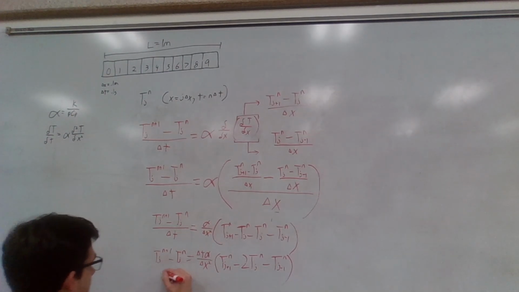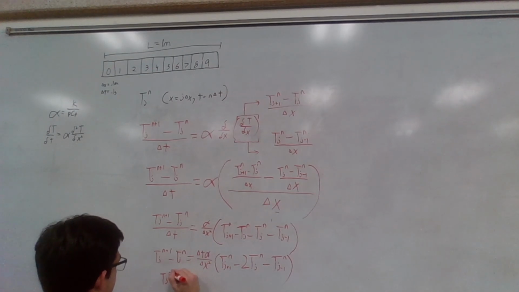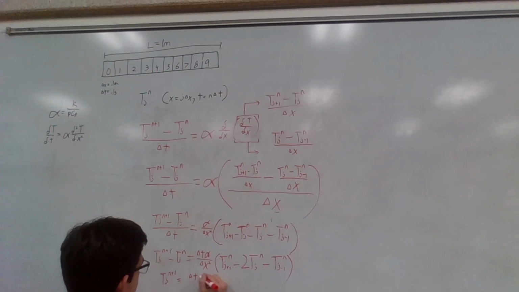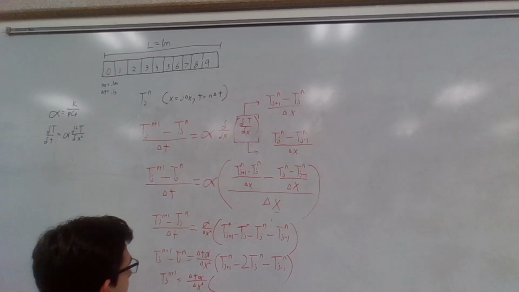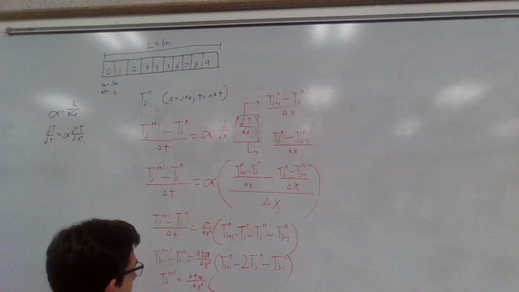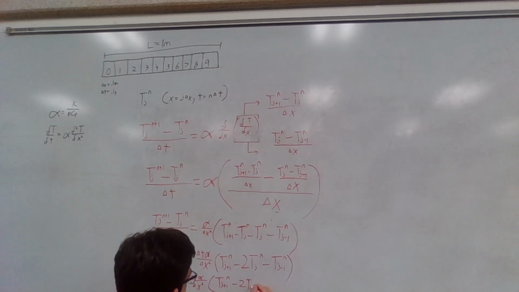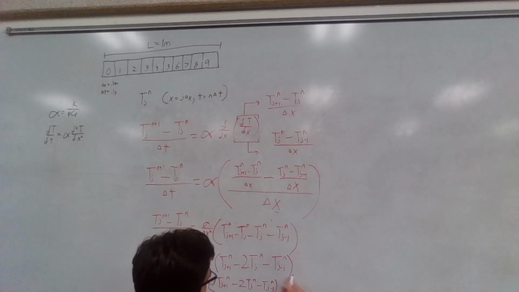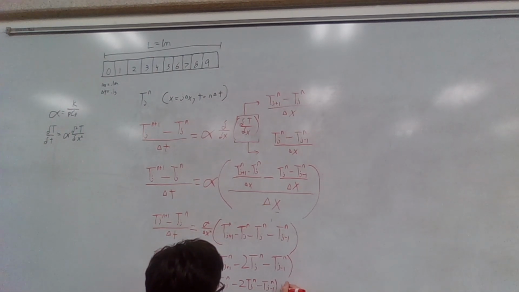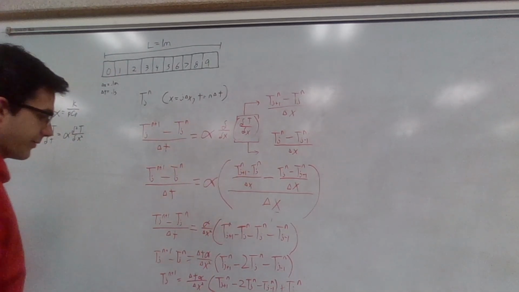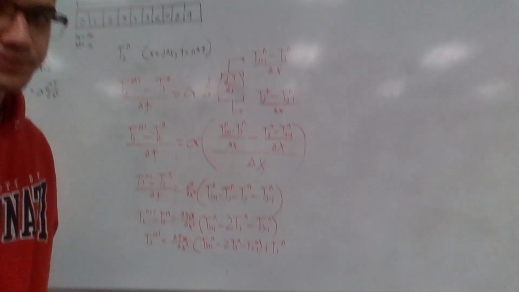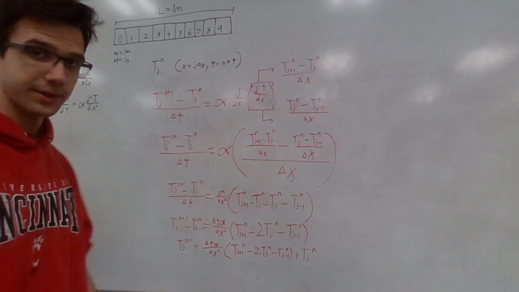Tj^(n+1) equals delta t alpha over delta x squared, our time times alpha, which we defined, over position squared, times (Tj+1^n minus 2Tj^n plus Tj-1^n). Then we move this over to that side, so it's equal to plus Tj, the temperature at position j at time n. This is the equation we're going to use for solving the problem numerically, and I'm going to show you how we do that next.